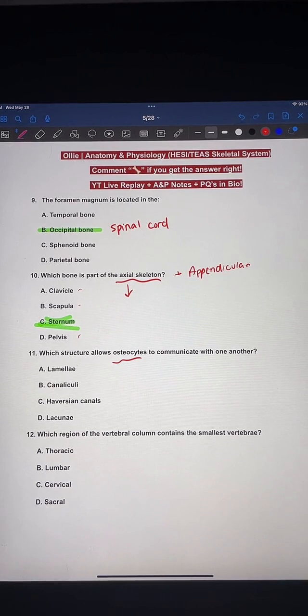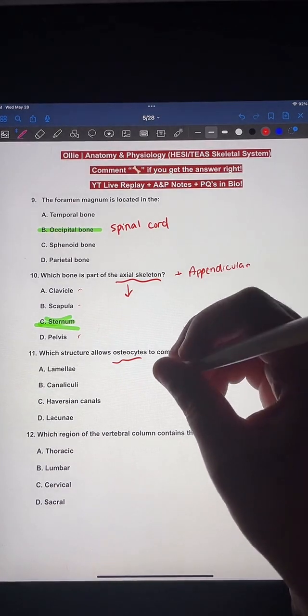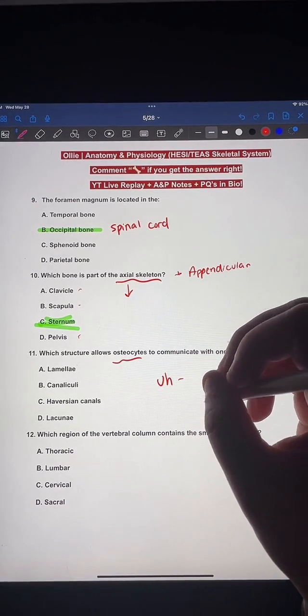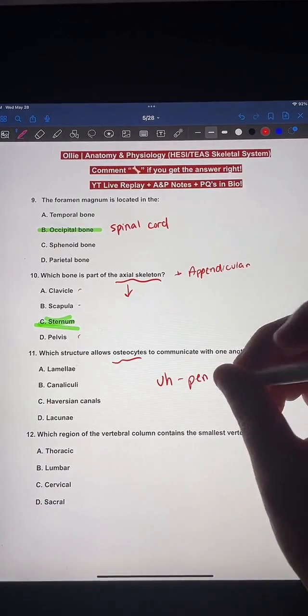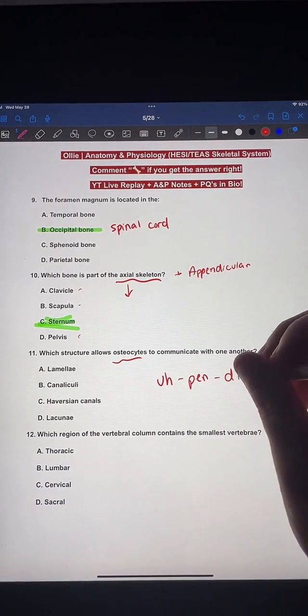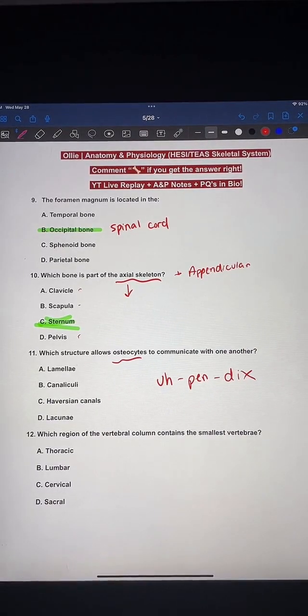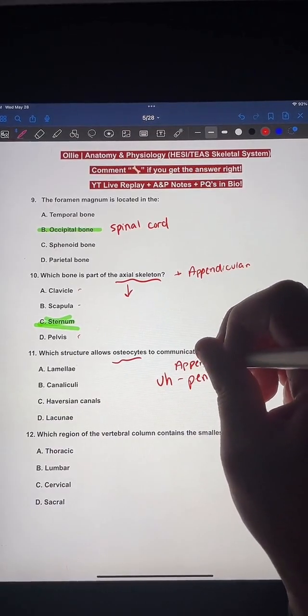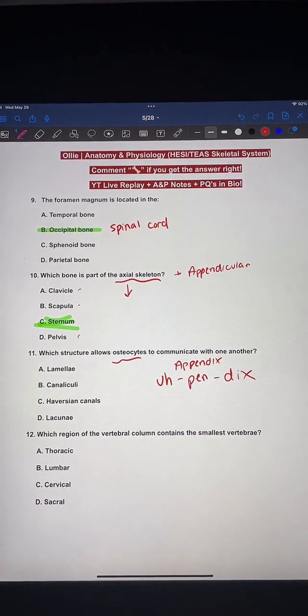So how do you pronounce it, appendix? Like you're saying the pen, like I have my iPad pen, and then dix, appendix. I had to be careful with that one.